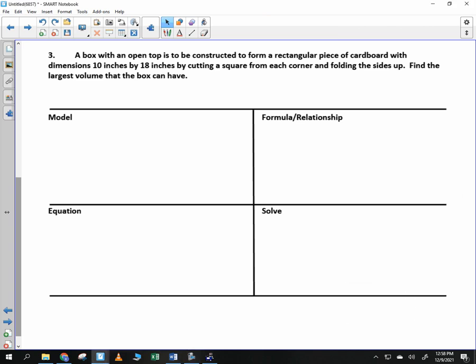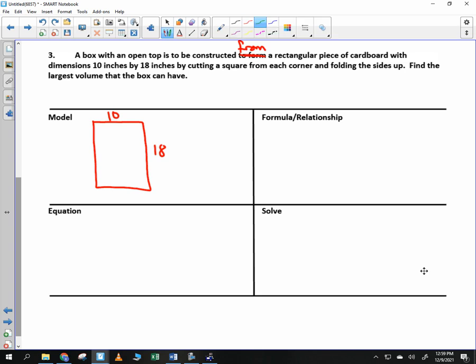Here's a demonstration. Here we go. A box with an open top is to be constructed from a rectangular piece of cardboard with dimensions 10 by 18. So this is 18 by 10. And what are we going to do? We are going to cut squares from each corner. I don't know the size of the cut. It says simply find the largest volume the box can have.